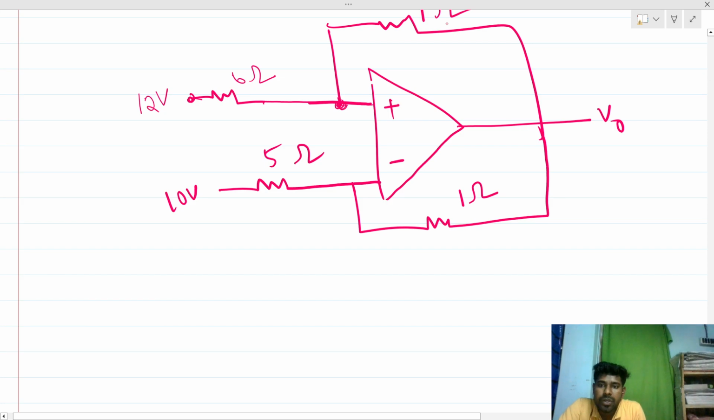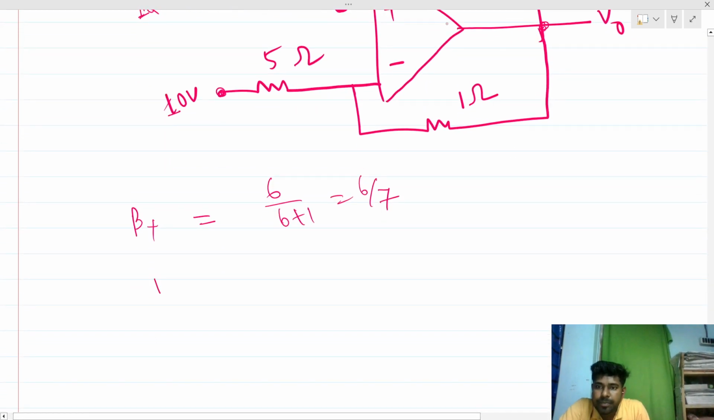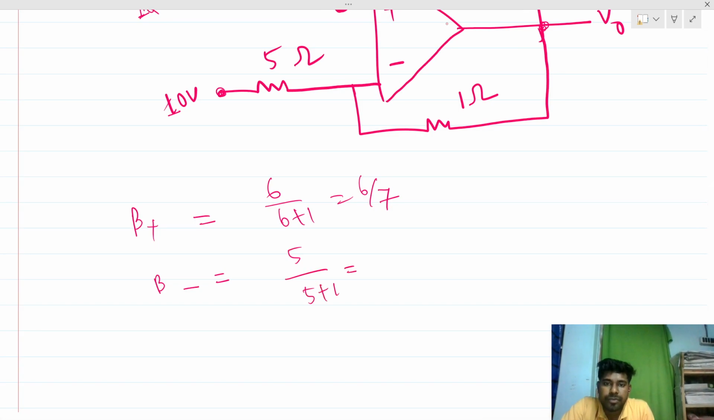So this is 6 ohm. So B positive will be nothing but 6 by, so actually we are making this node voltage with respect to Vout. And while we calculate the beta factor, these inputs are inactive, so this will be AC grounded. For this voltage source, this will be short circuit and this will be grounded. So for the feedback factor, this will be nothing but 6 by 6 plus 1, so this will be 6 by 7. And B negative is nothing but 5 by 5 plus 1, so this will be 5 by 6.